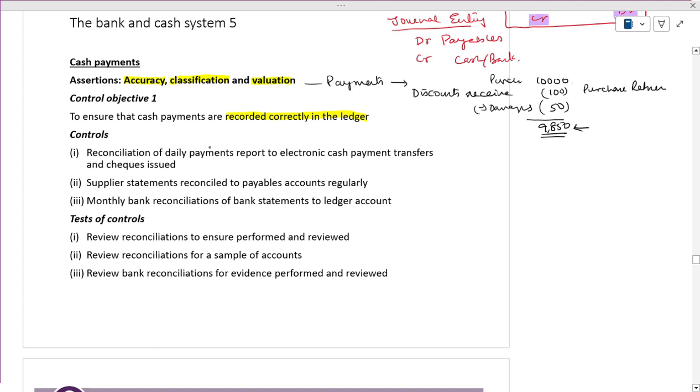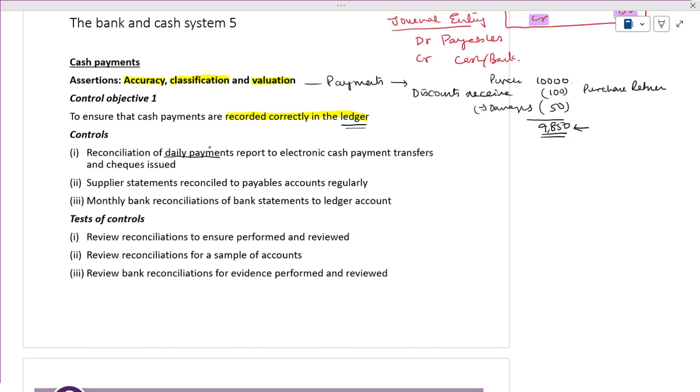This is the most important thing, classification. For discount received, a separate account. For purchase returns, a separate account. For any damages, a separate account. That is the classification. We have to make sure it is done correctly and recorded in the ledger. In order to do this, we need to check whether it has been recorded, classified and accurate. Reconciliation of payments, cash payments and receipts, and reconciliation of daily payments we should not keep pending. These are very crucial.